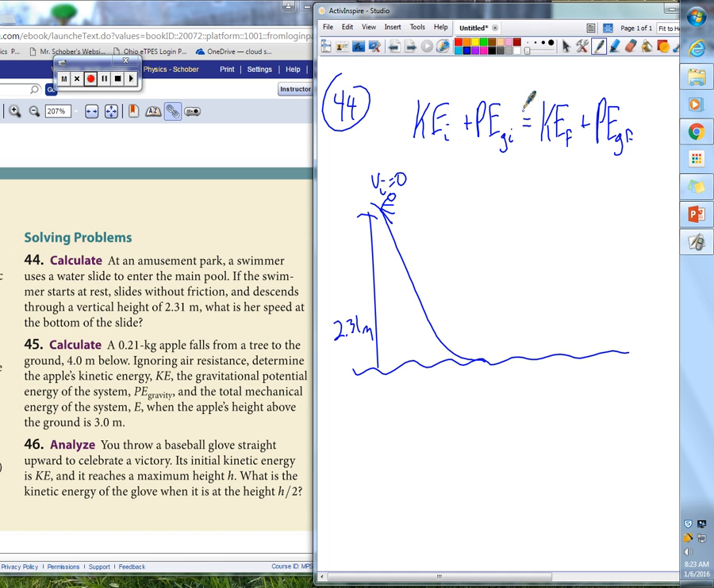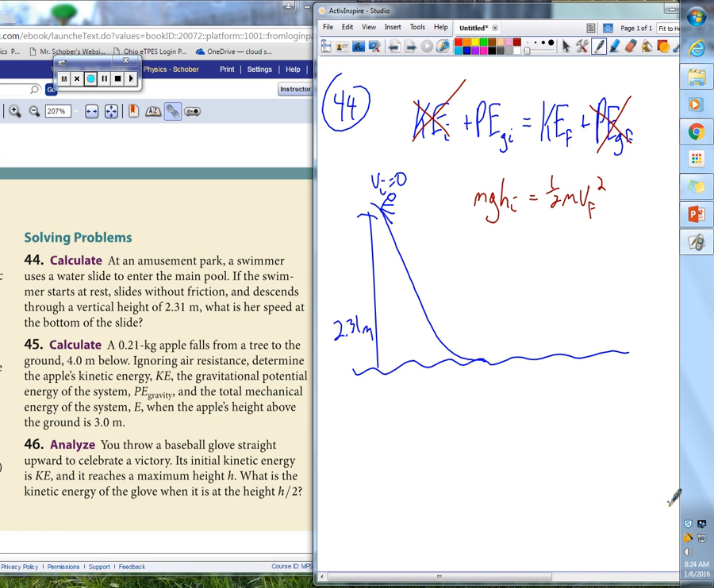Now what terms up here can we cancel out right away? We start from rest, so KE initial cancels out. We have initial height, so that's going to stay where it is. At the bottom, we're going to be going very fast. Do we have any height? No, no height left. We've lost all of our height. So that can cancel out. So mg h initial is equal to 1/2 m v final squared.